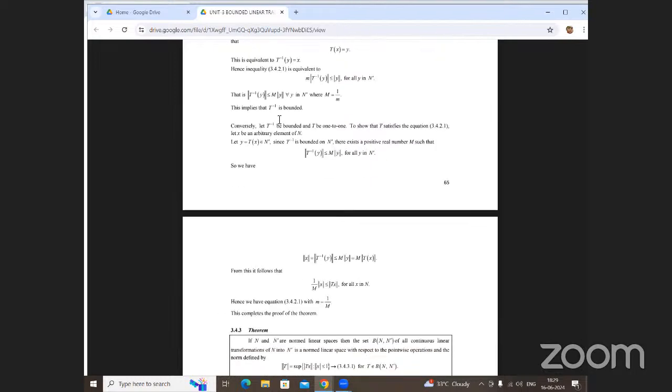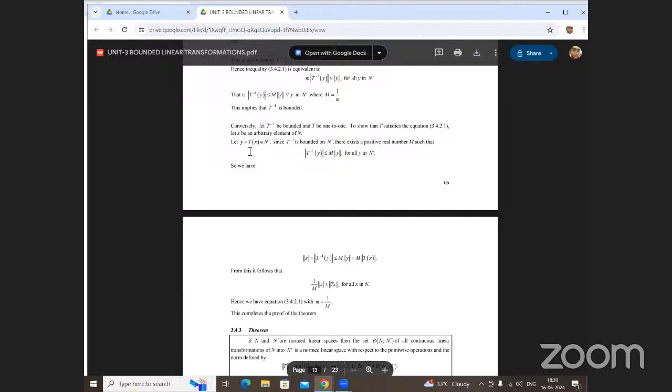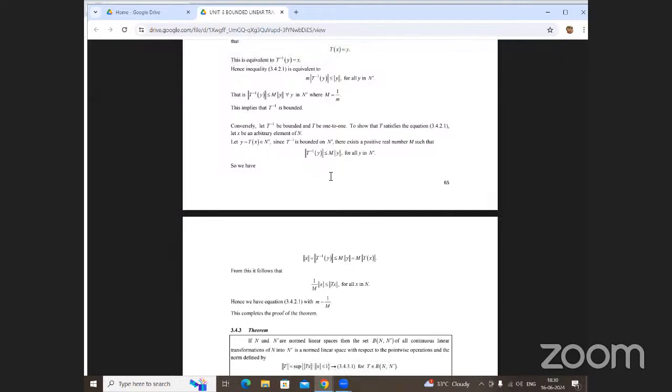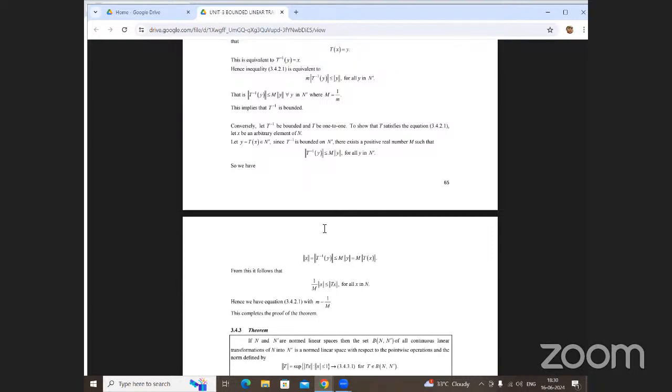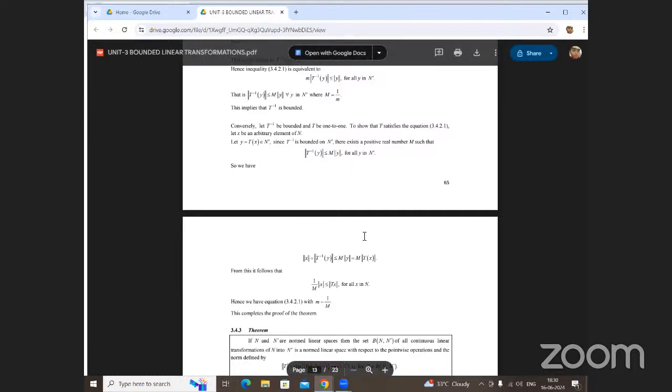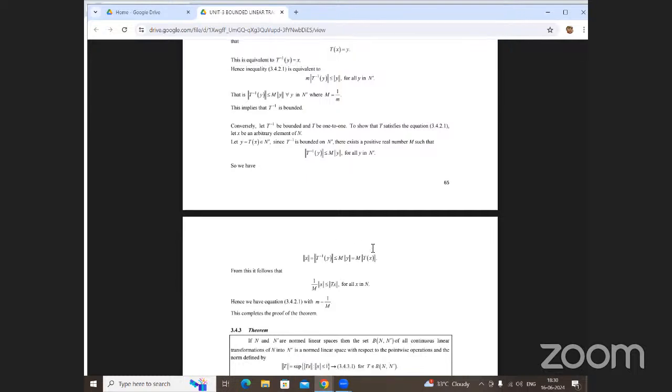Conversely, first of all, let T inverse be bounded and T be one-to-one, satisfying the first condition. Take an arbitrary element y equal to T of x belonging to N dash. Here T inverse is bounded, so there exists a positive real number capital M such that norm of T inverse of y is less than or equal to M into norm y. This is the condition of the last part. So norm x equals norm of T inverse of y, which is less than or equal to M into norm y, that is, norm of T of x.